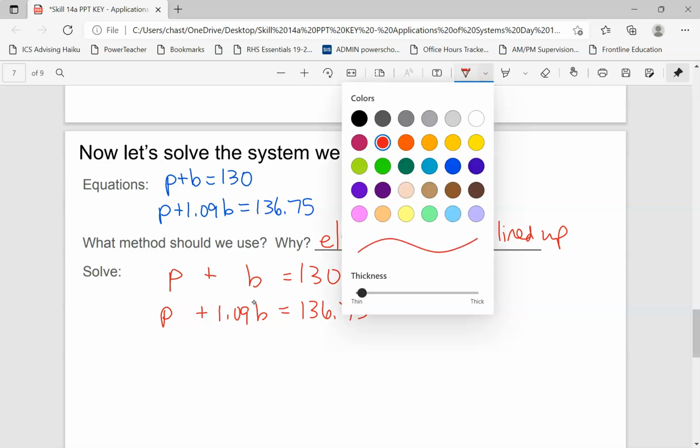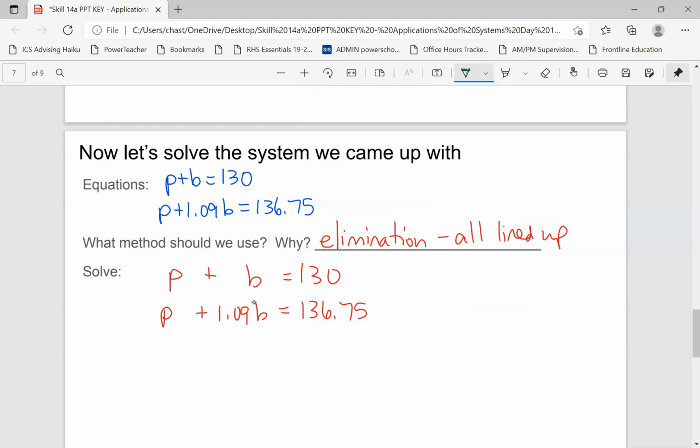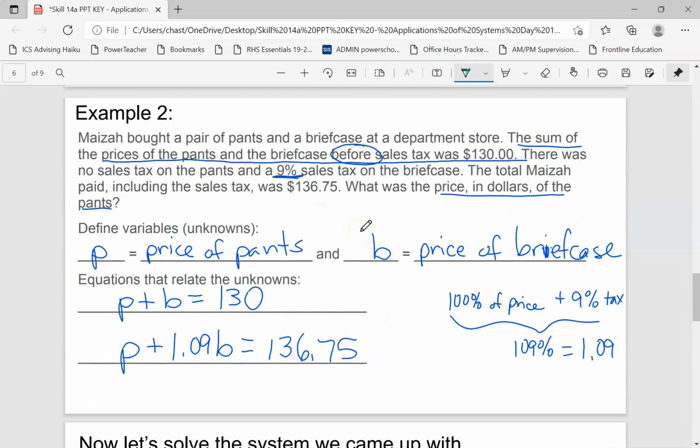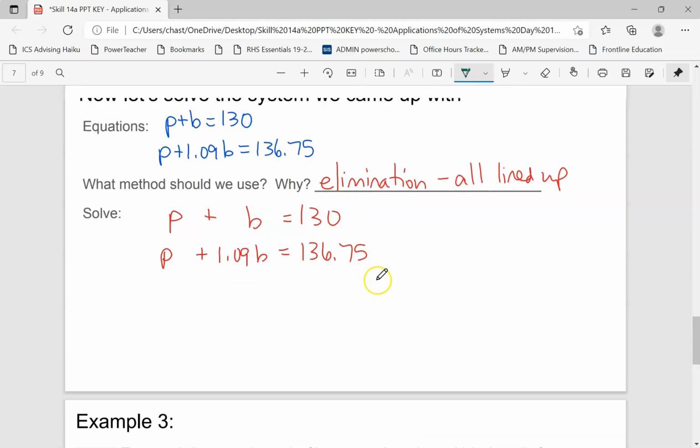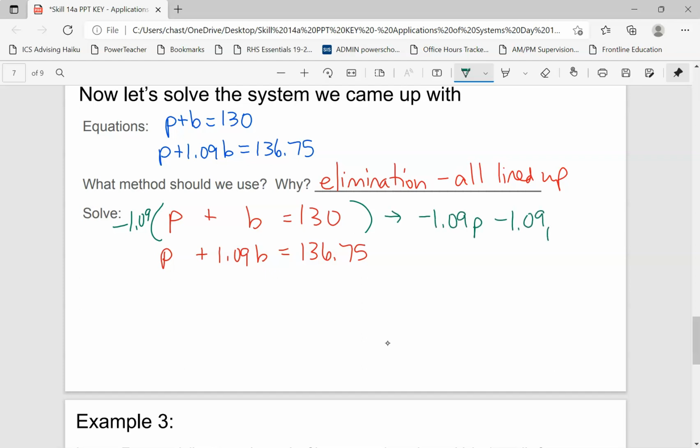Now, if you go back to the problem, they asked what was the price of the pants. So we only care about the pants here. So I'm going to eliminate the B's by multiplying the top row by negative 1.09. Oops, not P, that's B. Now I'm going to use my calculator to figure out the last part. So we have 130 times 1.09, make it negative, negative 141.7.